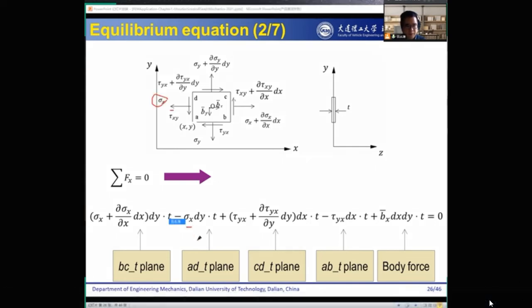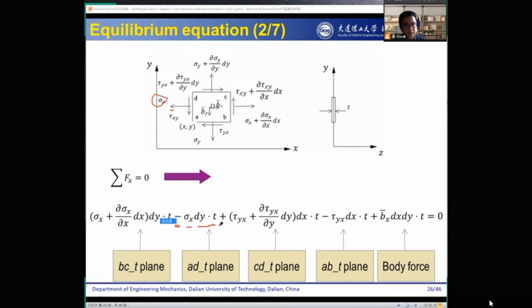we convert the stress to the force. So we multiply by the area. Here dy is the length and t is the thickness. So we convert by multiplying by the area into the force, and it's along the negative direction of x. That's why we have the minus.